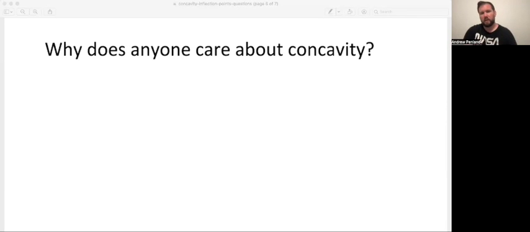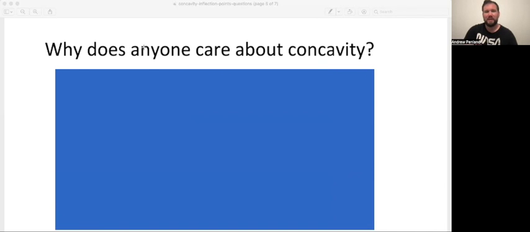So why does anyone care about concavity? It's actually a really good question. Concavity corresponds to acceleration if you're looking at a position function. So if f of x gives the position of an object, then f prime of x will give the velocity of the object, and f double prime of x will give the acceleration of the object.